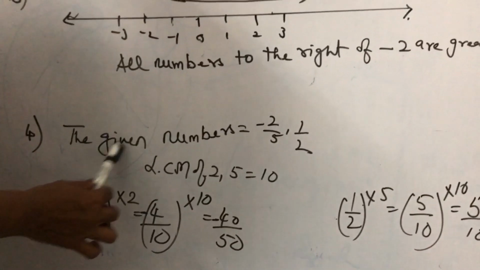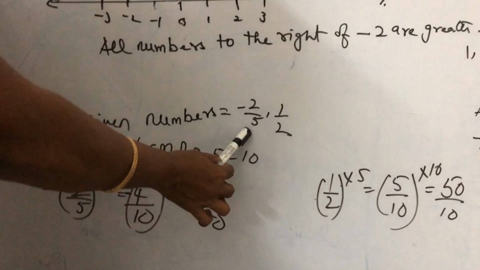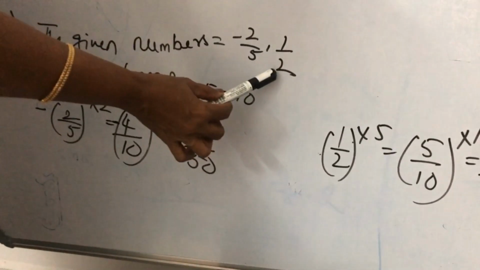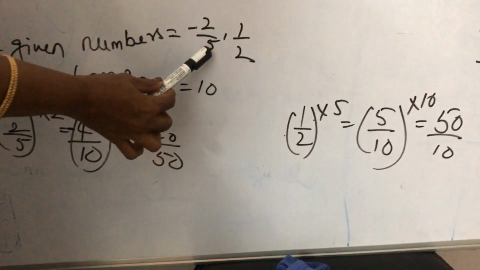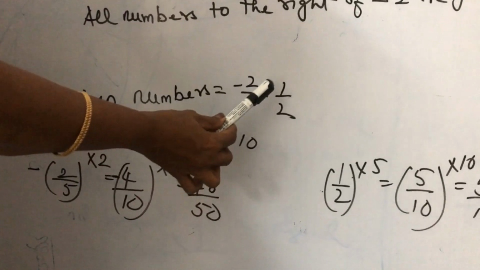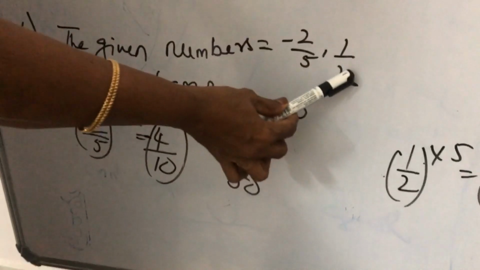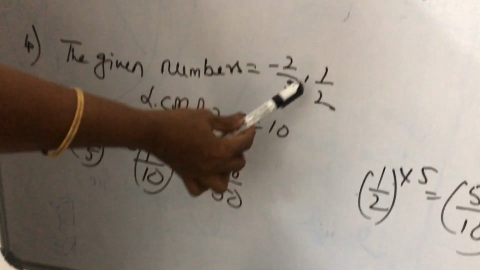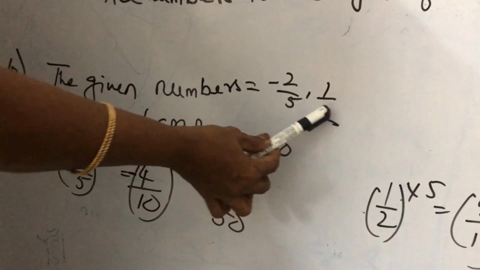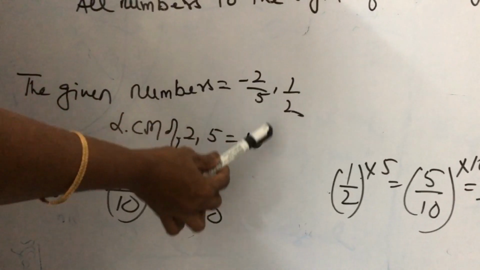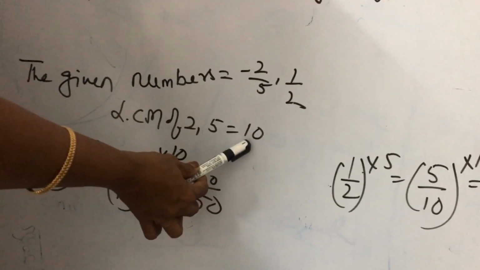What are your numbers, children? Minus 2 by 5 and 1 by 2. When you want to insert rational numbers, children, the denominators must be the same. As the denominators are different, you have to find the common LCM of the denominators. 2 and 5 LCM is 10.